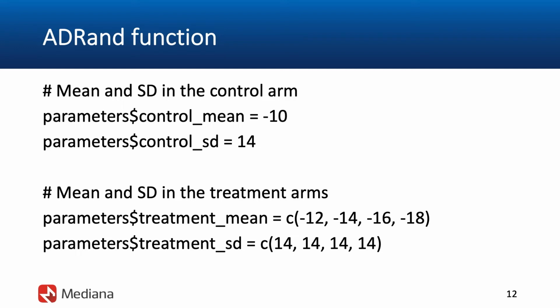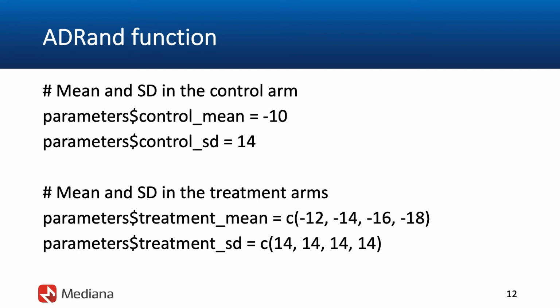And here, once again, I'd like to point out that we expect to see a reduction, and therefore the control mean is equal to -10. So patients naturally, as they progress, would force the MADRS total score to go down.